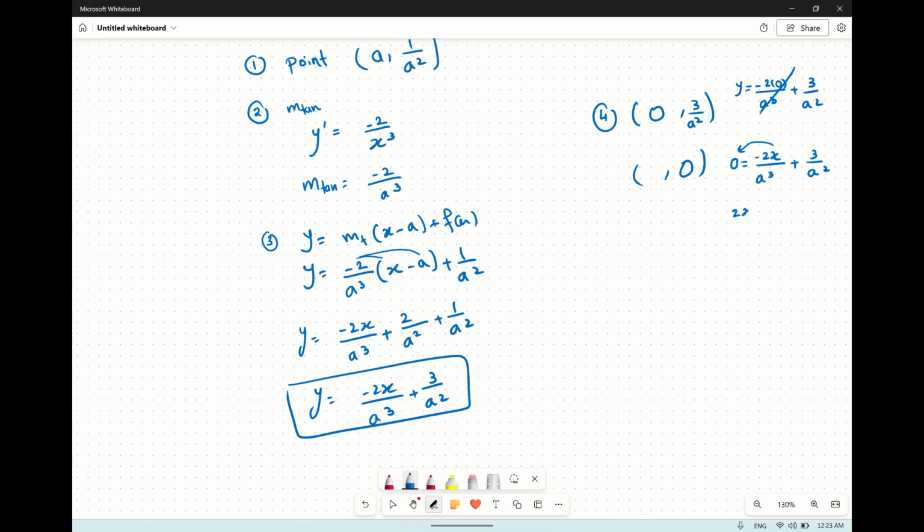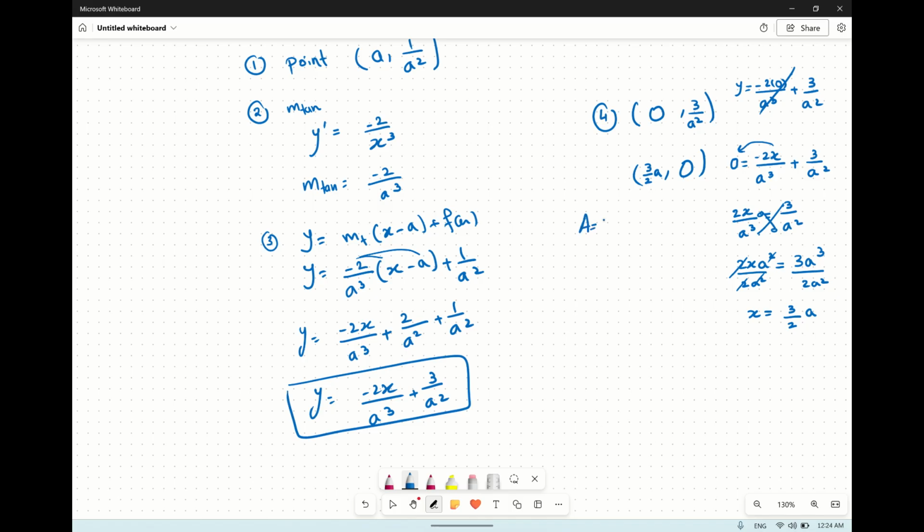This to the other side becomes 2x over a cubed equals 3 over a squared. Cross multiply. 2x times a squared is 2x a squared, equals 3 times a to the power 3 is 3a to the power 3. To solve for x, I need to divide by 2a squared both sides. 2a squared cancel. So x is going to be 3 over 2a. So here, 3 over 2a.